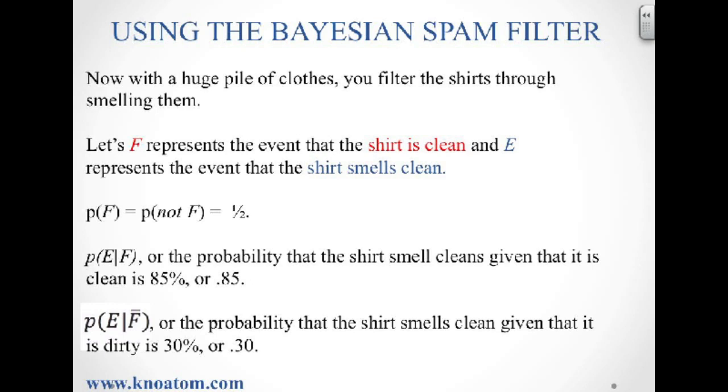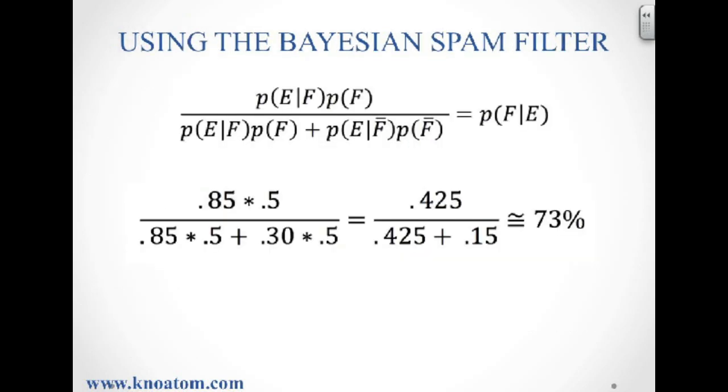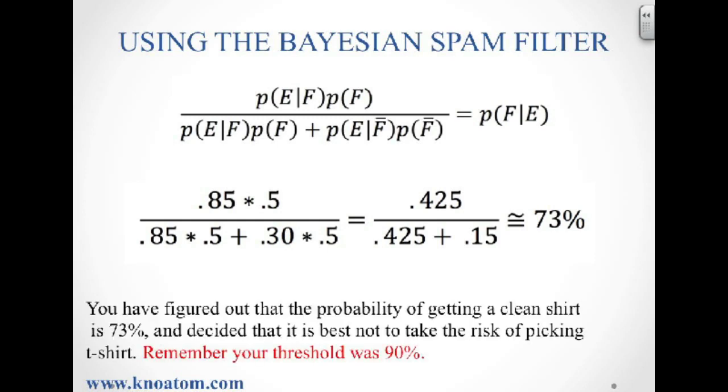In this problem, the probability of F, the shirt is clean, and the probability of not F are both 50% again, and it is the likelihood of choosing between clean shirt and dirty shirt. The probability a shirt is clean given it smells clean is 85%, and the probability of E given not F, the probability a shirt is clean given it smells dirty, is 30%. Plugging these in, we have 0.85 times 0.5 over 0.85 times 0.5 plus 0.3 times 0.5, which is roughly 73%.